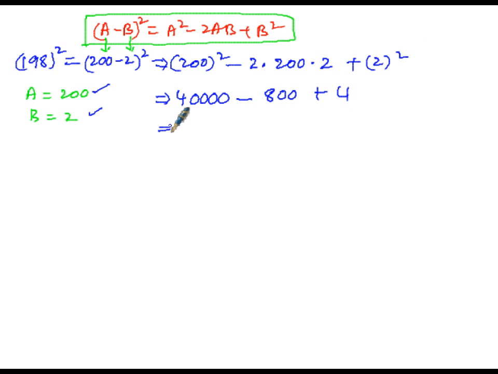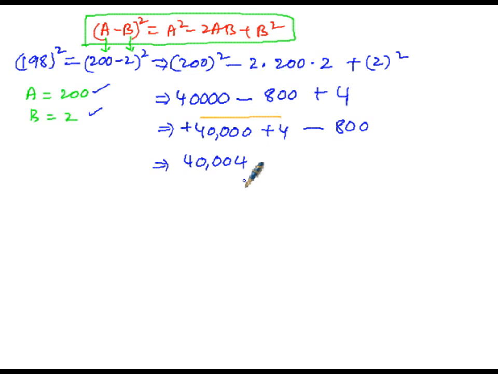So 40,000 is positive and 4 is also positive. From this result we have to subtract 800. First of all I want to add these two terms. Both are positive, plus into plus is plus. By adding, 40,000 plus 4 is 40,004. From this 40,004 we have to subtract 800.